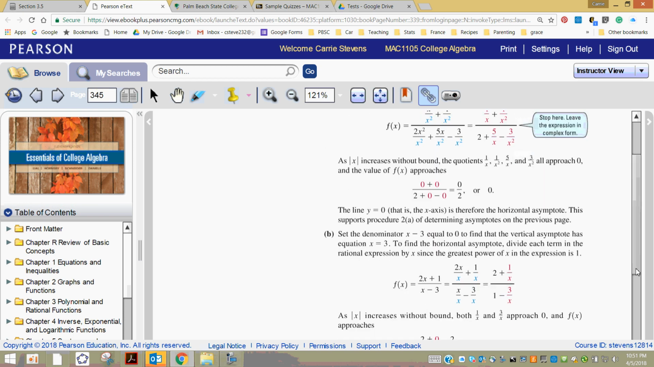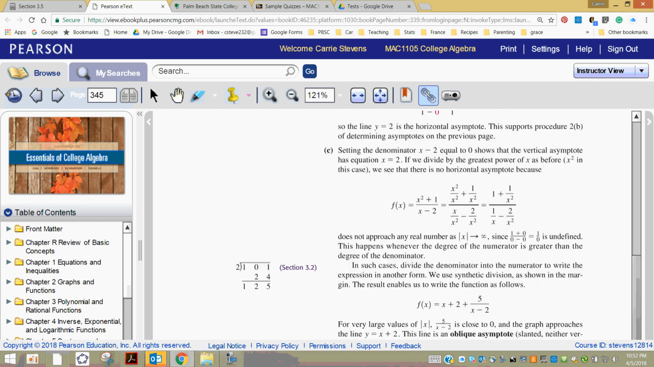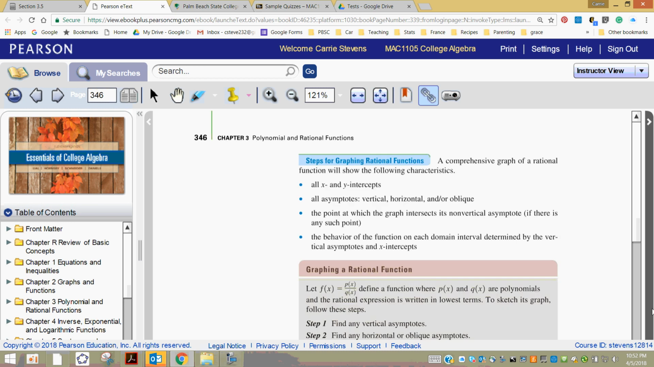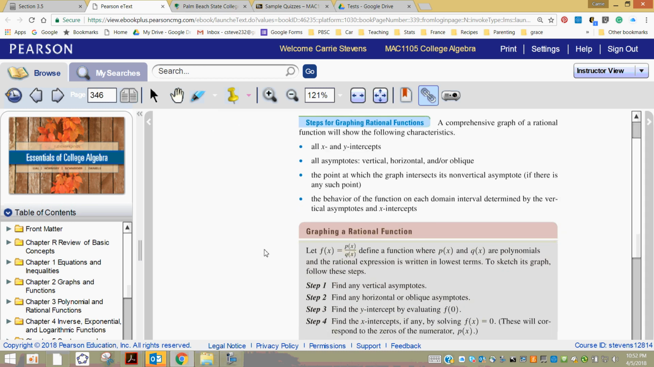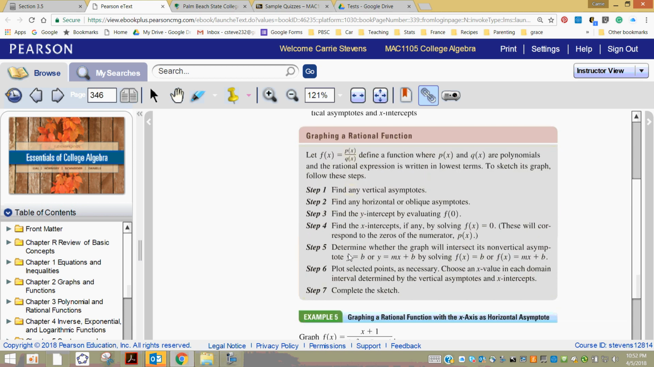And so let's go on, see if there's anything else I want to show you in the book, and then I'm going to switch over to doing examples in a new video. Okay, so the summary here is to find any vertical asymptotes, then any horizontal or oblique asymptotes, then find the y-intercept and the x-intercepts. That will give you a good starting point for graphing it. Then you go on to determine whether the graph will intersect its non-vertical asymptote by solving f of x equals b or f of x equals mx plus b.